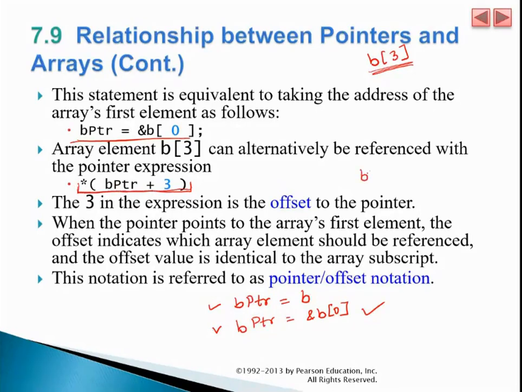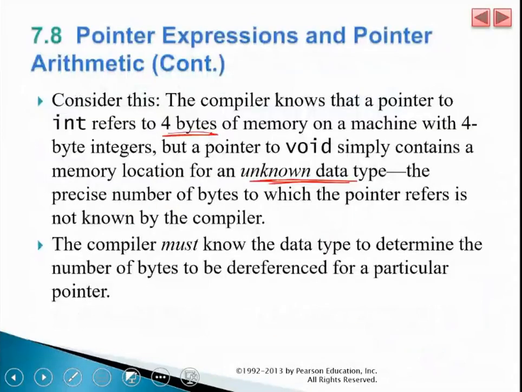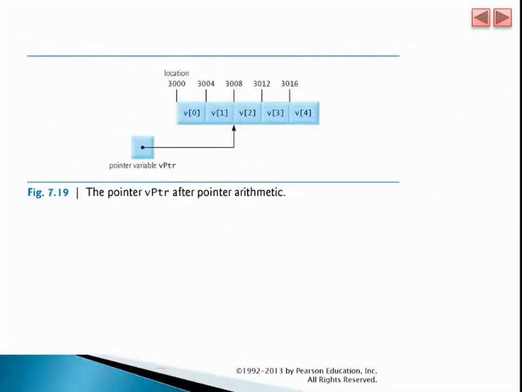bPtr is a pointer which is pointing to the first location. If you increment this bPtr by 3 and then look at the value stored at this location, this is equivalent to B[3]. What will this operation do? I think we have a diagram somewhere. Yes, this is the diagram. So let's talk about this example. We are saying *(bPtr + 3). What is the value of this?